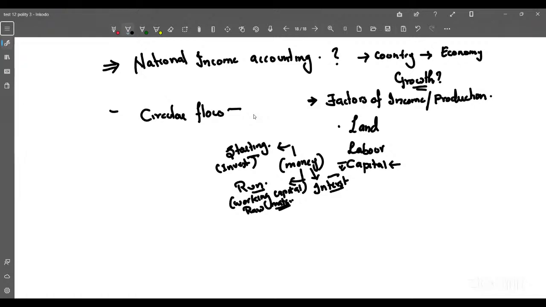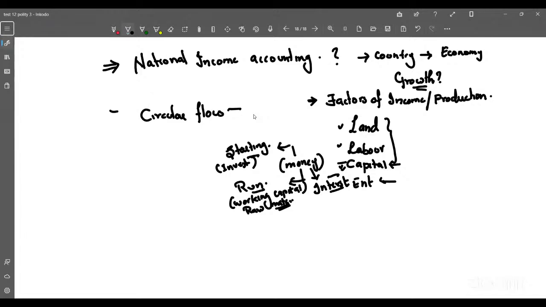So you have land, you have labor, you have capital, you have entrepreneurship. Entrepreneurship is the fourth factor of income, which is the basis of creation. Anything, if you need to create, you can only create it through these. Is the screen still visible? Yes, sir. So entrepreneurship is something which manages all the three above mentioned factors of income.